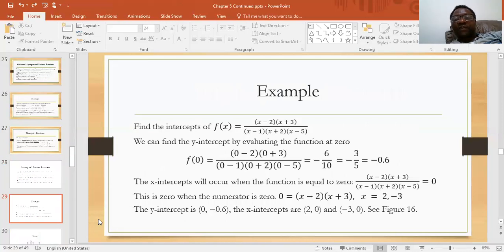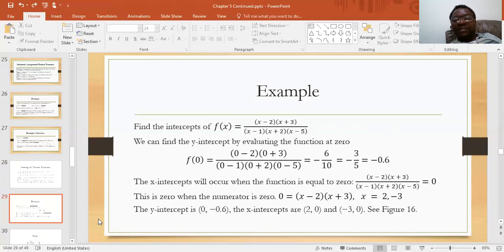Consider the function f of x equal to (x minus 2)(x plus 3) over (x minus 1)(x plus 2)(x minus 5). So the domain of this function is all real numbers except 1, negative 2, and 5. So we can find f of 0, which is negative 0.6. So y equals negative 0.6 is the y-intercept.